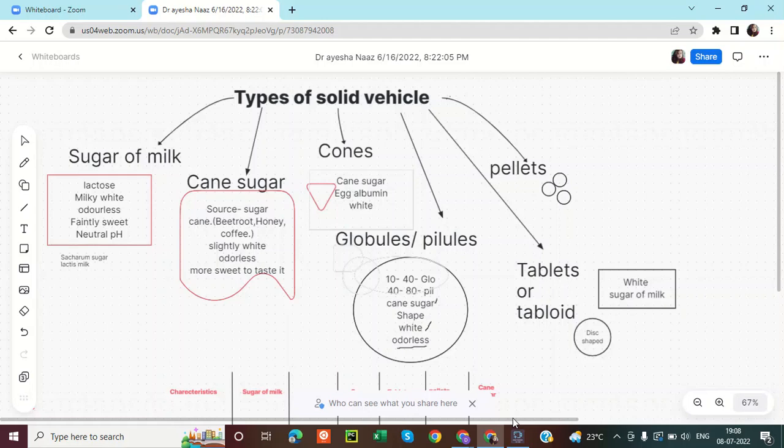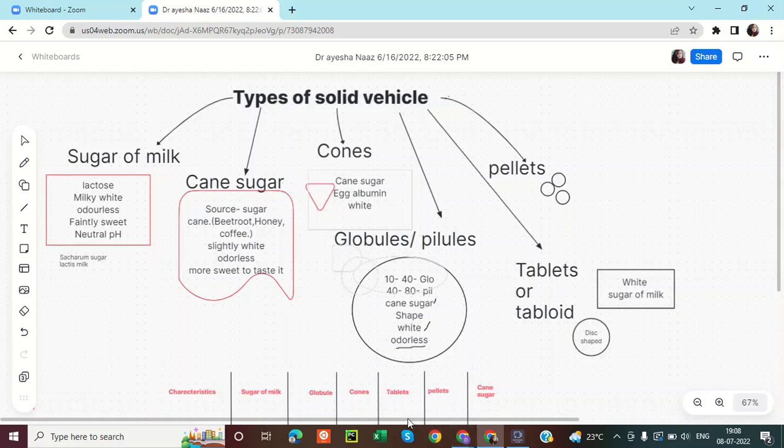Today's class we are going to talk about solid vehicle. All right. In the last class we have read about the definitions and what are the properties of ideal vehicle. In this class we are going to discuss about what are the different types of solid vehicle. There are mainly six main types of solid vehicle.